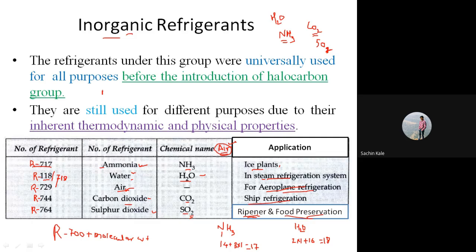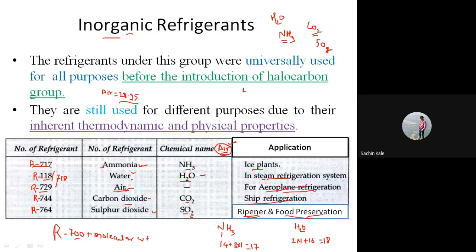If you are going to consider the example of air, what is the molecular weight of air? That is nothing but 28.95 something. So that is the molecular weight of air. So 700 plus this, rounded up, that is nothing but 29. So 700 plus 29, that is nothing but R729. That will be the refrigerant number for air.